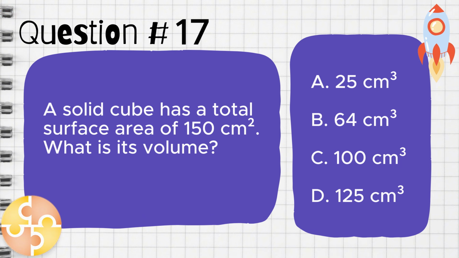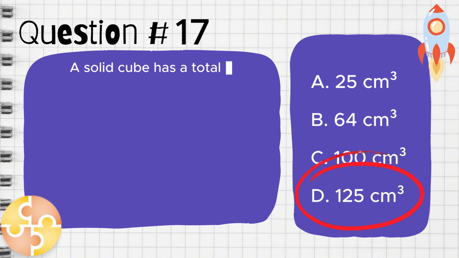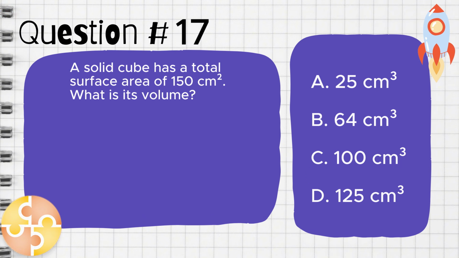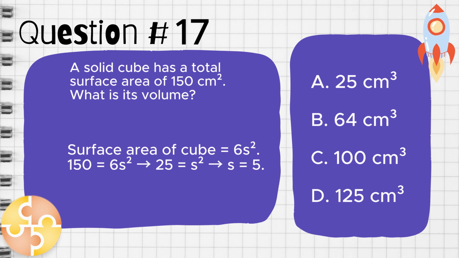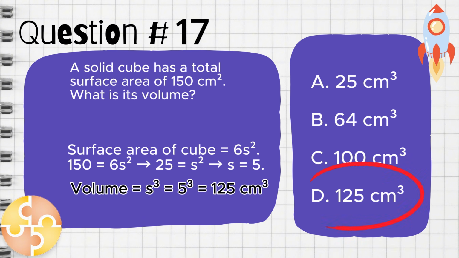Time's up. The correct option is D. 125 cubic centimeters. Here's why: surface area of a cube equals 6 times the side squared. 150 equals 6s squared, which means 25 equals s squared, so s equals 5. Volume equals s cubed, which is 5 cubed, equaling 125 cubic centimeters.